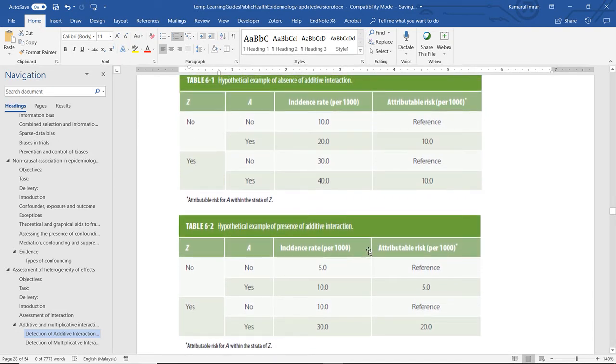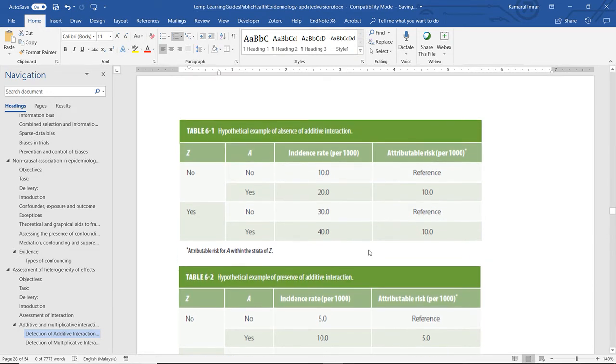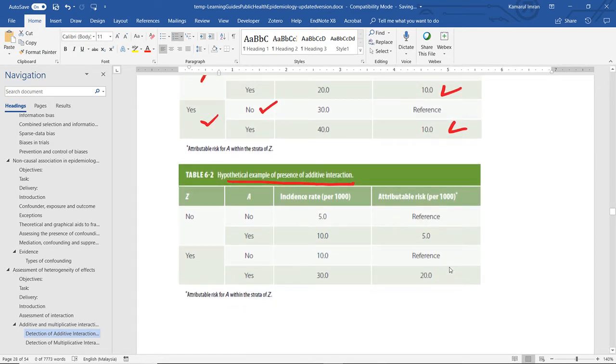This is a hypothetical example of absence of additive interaction. This is a hypothetical example of presence of additive interaction. So this is the Z, and this is the exposure variable, and this is the attributable risk. So this is presence of additive interaction, where the attributable risk is different between strata of Z.